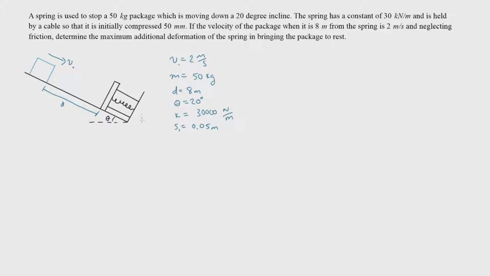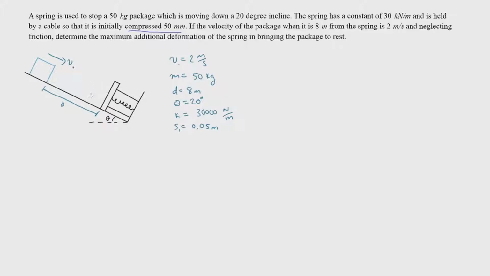So as I stated earlier, we're going to use the idea of work and energy to solve this problem. And the first thing we're going to do is define the initial and final states of the spring as well as the package. In the problem, it said the spring is already compressed 50 millimeters. So that means it's already compressed 50 millimeters from the equilibrium state. So that's what I'm going to do first.